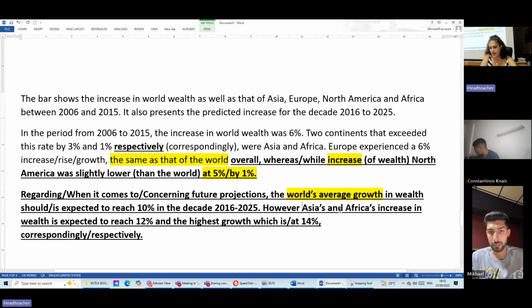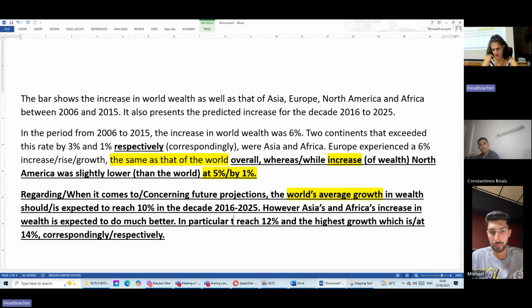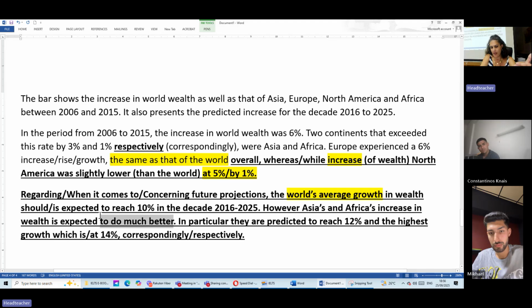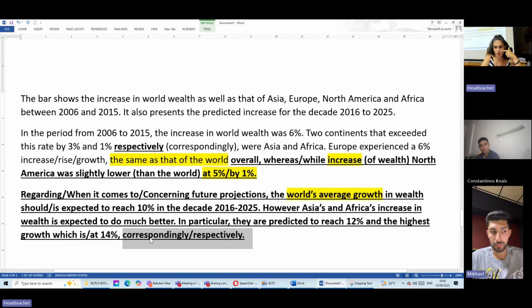However, Asia's and Africa's increasing wealth is expected to do much better. In particular, they are predicted to reach 12% and the highest growth, which is 14%, respectively. I added this sentence to show that I'm comparing, and the order in which the countries are mentioned does count.